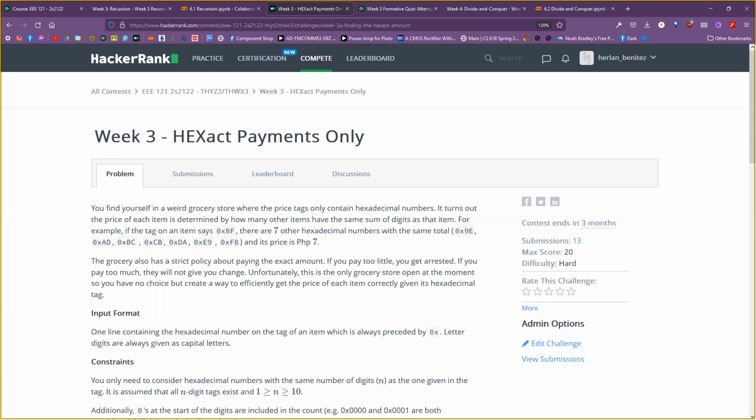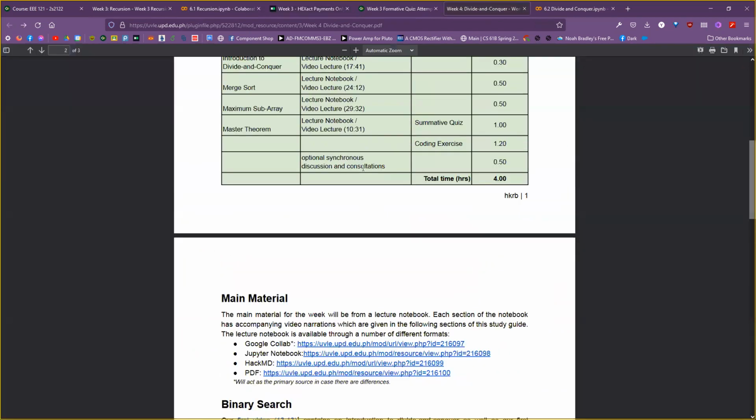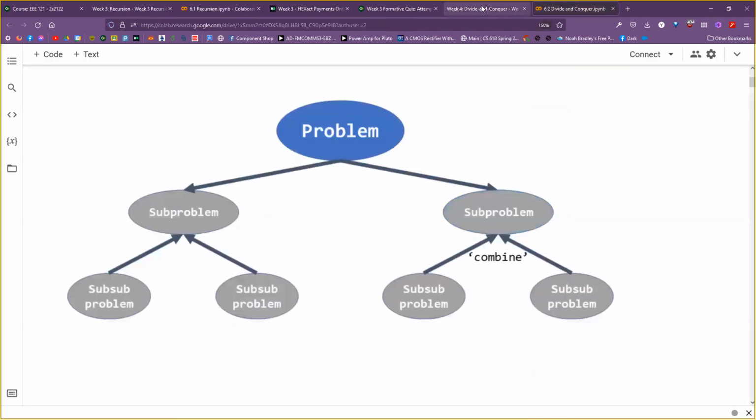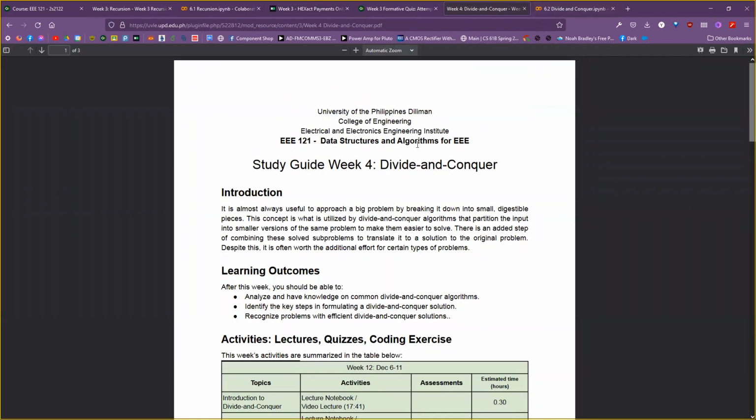I guess I can move on to a preview ng ating week 4. Well, medyo mabilis lang ako dito, kasi puro examples lang naman yung ating code. So for week 4, ang focus is divide and conquer, which is a programming or problem-solving paradigm. Din naman siya in general, hindi lang siya for programming.